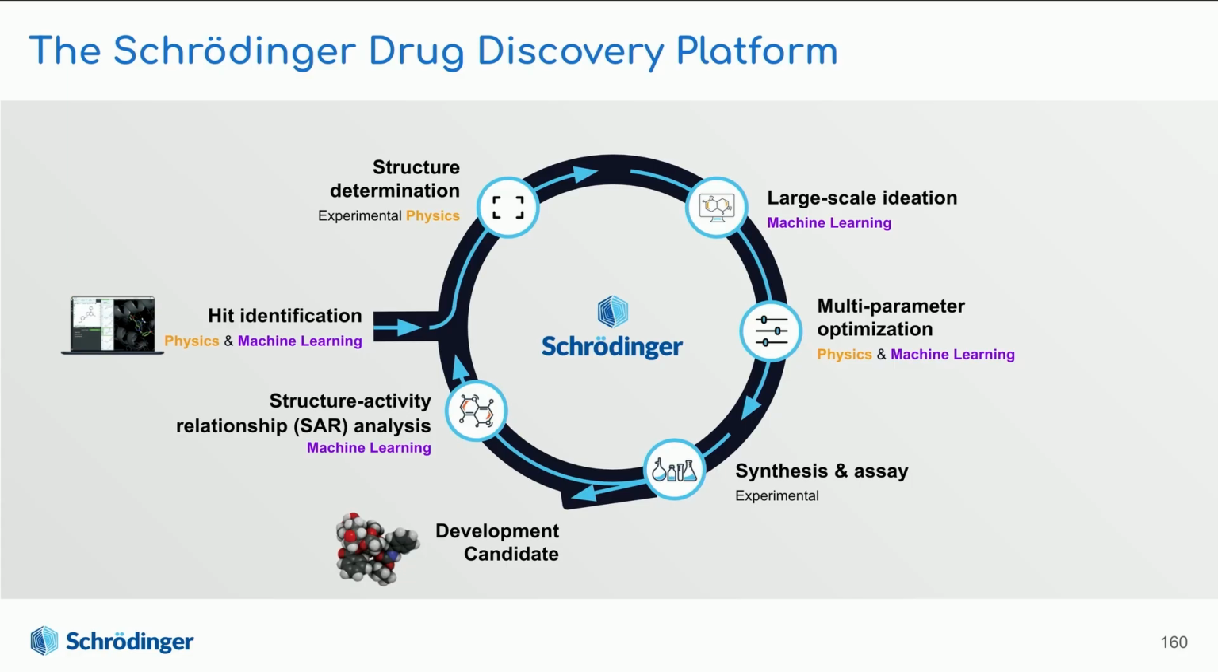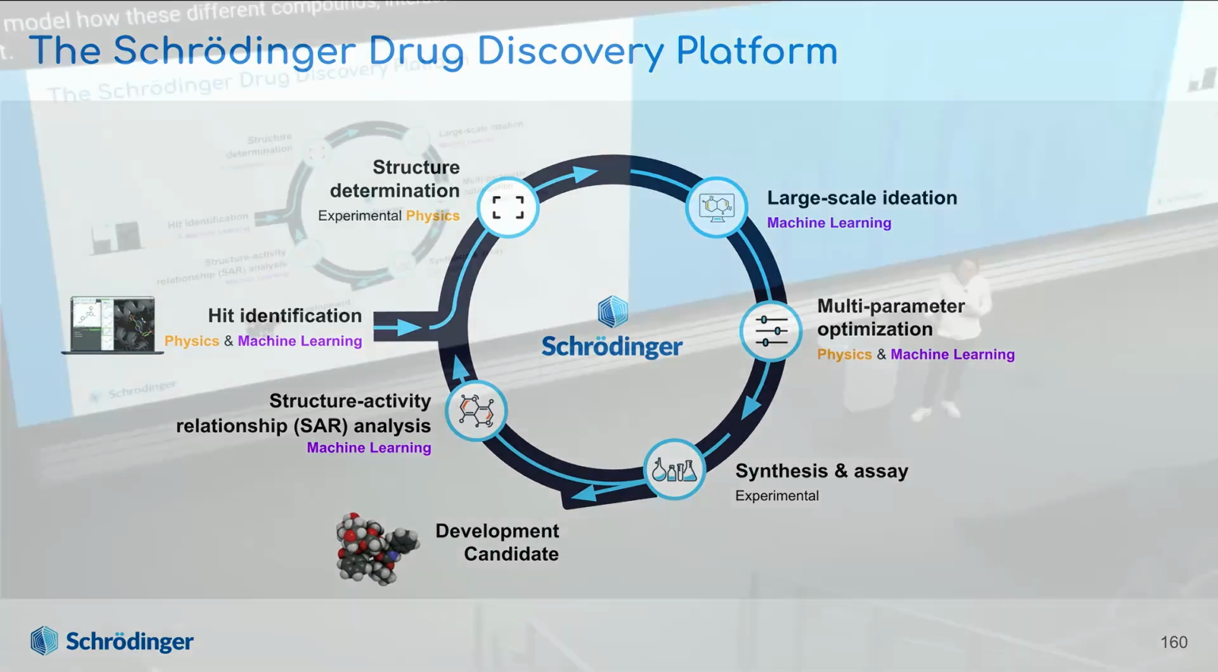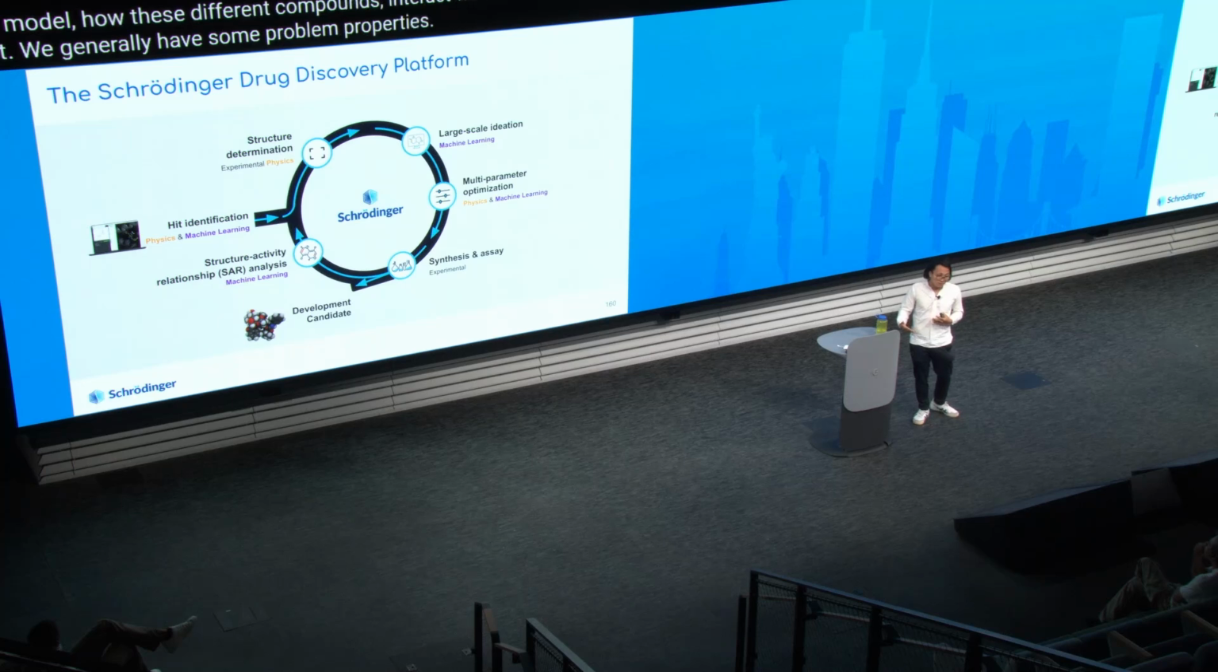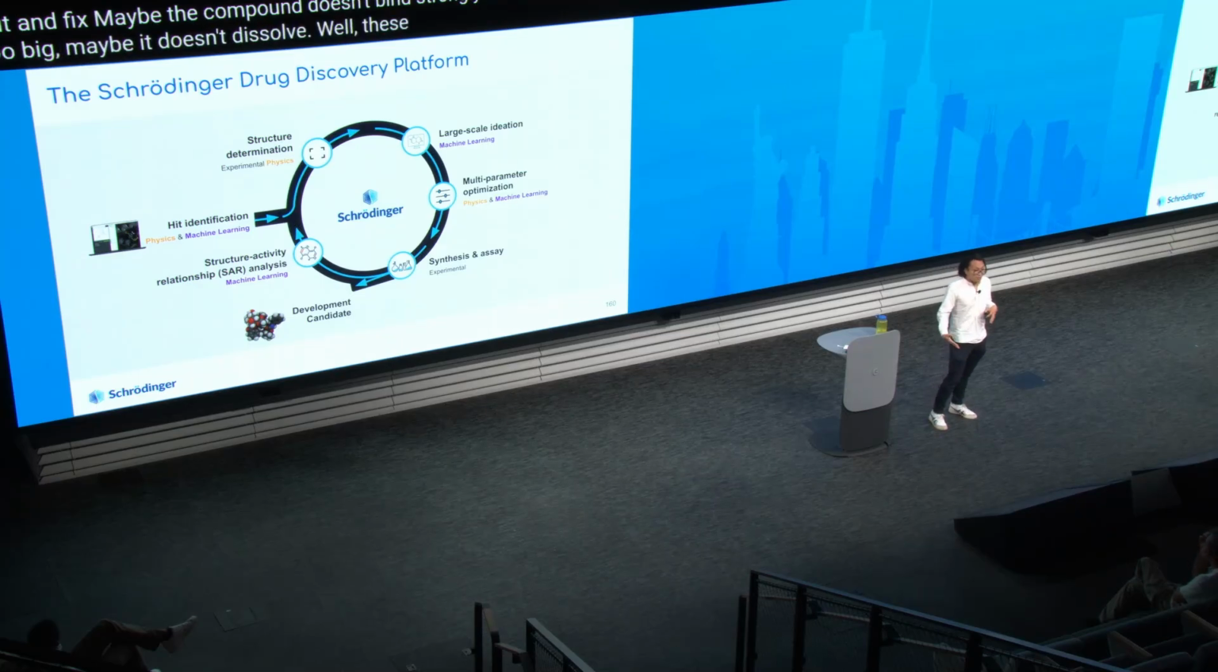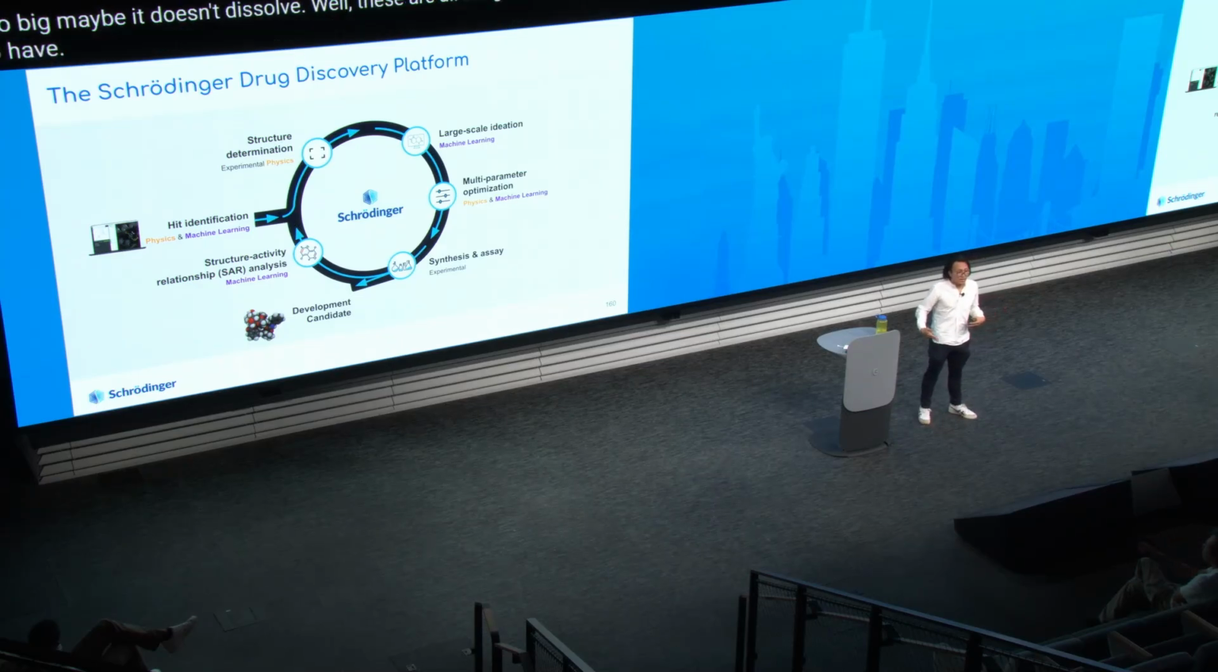From our hit, we use an experimentally determined crystal structure of our target protein to model how these different compounds interact with our target. With a hit, we generally have some problem properties that we need to figure out and fix. Maybe the compound doesn't bind strongly enough, maybe it's too big, maybe it doesn't dissolve well. These are all things that we need to have before we can actually sell a drug. This leads us to large-scale ideation and optimization.